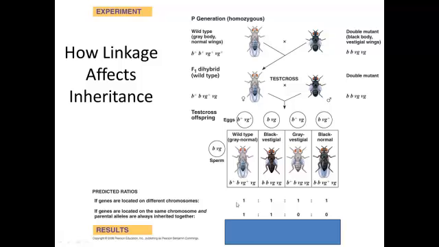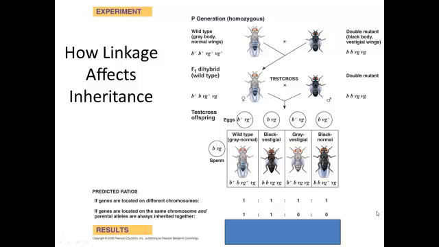If the genes are not linked, we would expect to see a 1-to-1-to-1-to-1 ratio, with 25% each between the parental types and the recombinant types, or types that have characteristics that are different from the parental types, like this gray-bodied fly with vestigial wings, or this black-bodied fly with normal-sized wings.